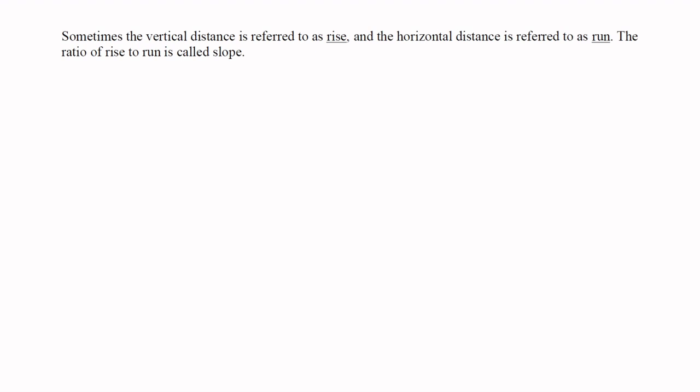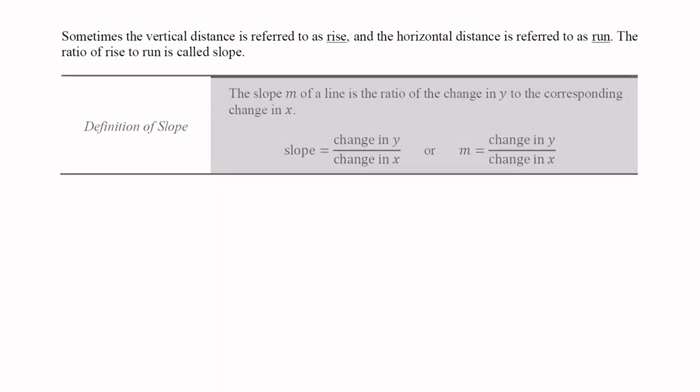Sometimes the vertical distance is referred to as rise, and the horizontal distance is referred to as run. The ratio of rise to run is called slope. So the slope m of a line is the ratio of the change in y to the corresponding change in x. So slope is change in y over change in x, or we can write it as m equals change in y over change in x. The letter m, or the variable m, is representative of slope.